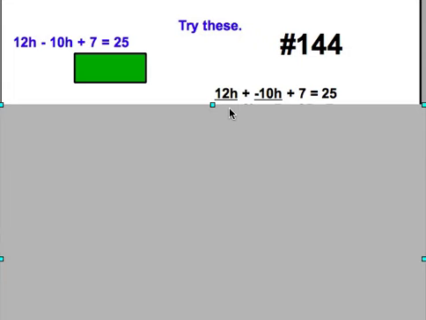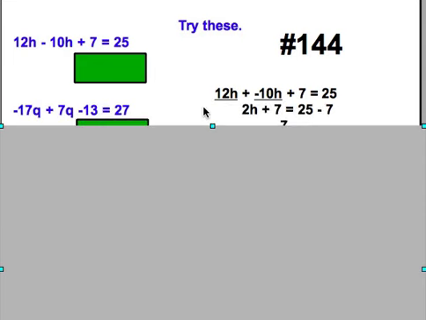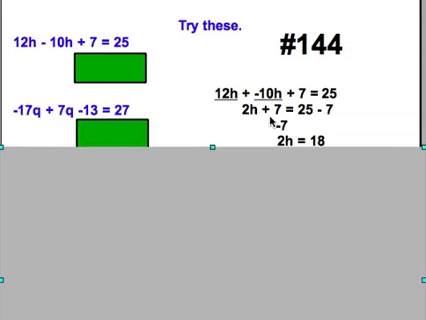First I have to check, is there anything to distribute? No, there isn't, so the first thing I need to do is combine like terms. In this case, I have two h terms and one constant, so I combine my h terms. 12h plus negative 10h equals 2h, and then I bring down my constant and the rest of the problem. I don't want to work with my variable term just yet. I want to work with the constant, so I have plus 7, which means I need to subtract 7 on both sides. The 7s cancel out on the left, my 2h gets brought down, the equal sign gets brought down, and 25 minus 7 is 18.